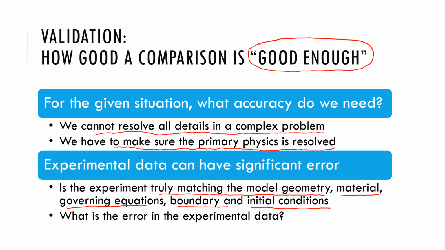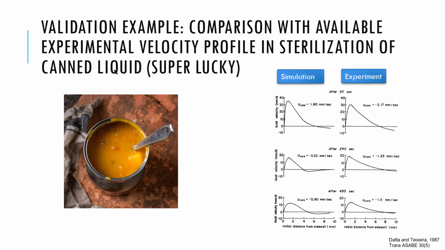Also, the other important part is what is the error in experimental data. So the experimental data should have some estimate of uncertainty in the measurements. And this is very important as we try to compare in a realistic way between the model and experimental results. Here is a validation example of the super lucky kind.